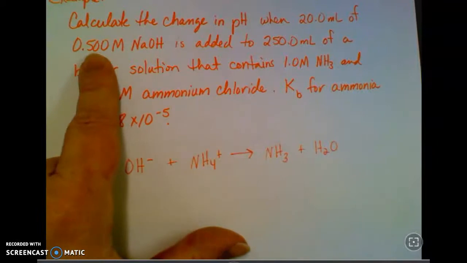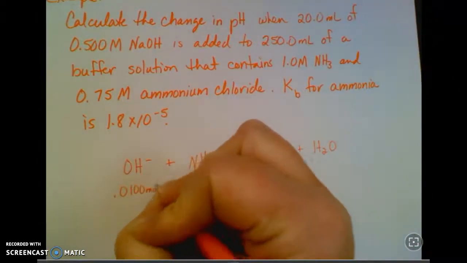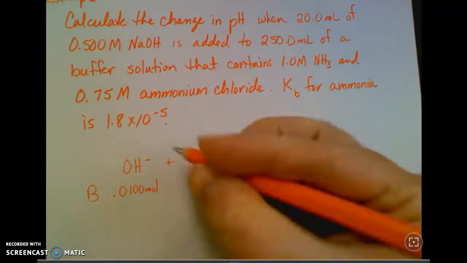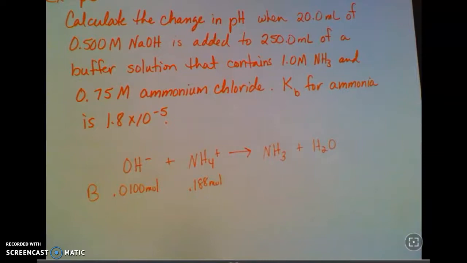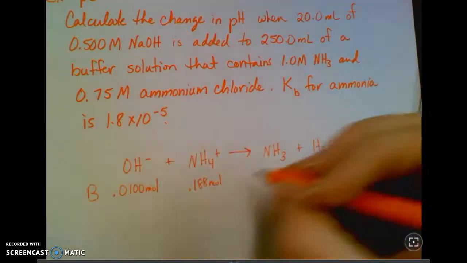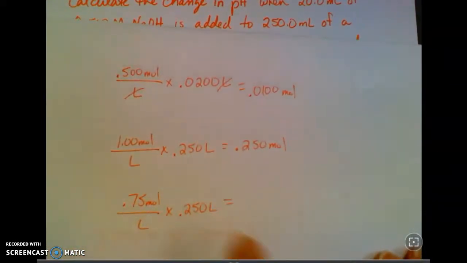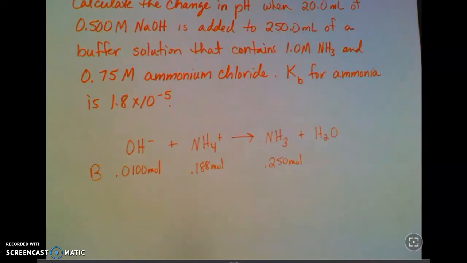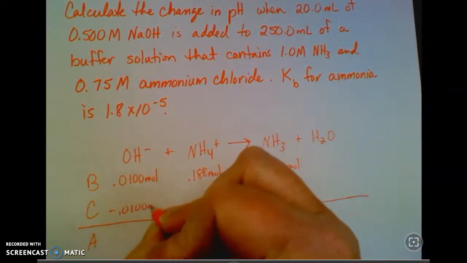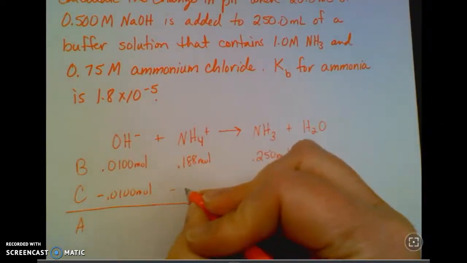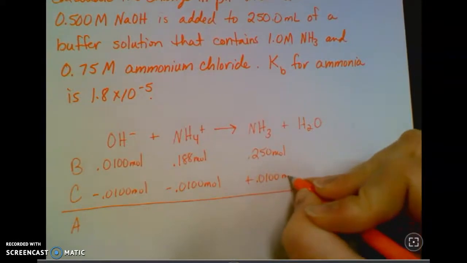So 20 milliliters of a 0.5 molar solution, same as we did over here. That's going to be 0.0100 moles of the base. Our NH4 amount was 0.188, and the NH3 amount was 0.250. So again, just doing these same calculations. They were the same numbers, so that's where all of this came from, just to save us a little bit of time. And so this time, when I use up all of this base, I'm also going to be decreasing my amount of acid, but increasing the weak base.